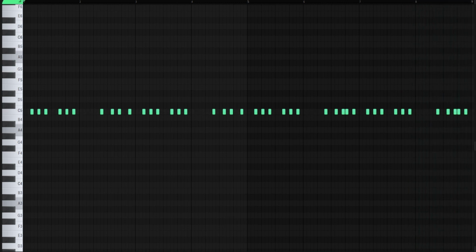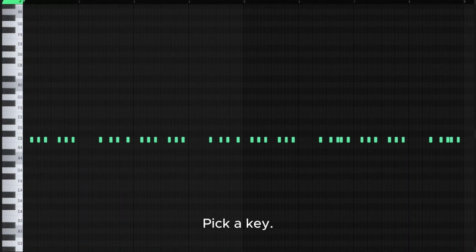Nice. Time to shape. Pick a key. A minor. Okay.